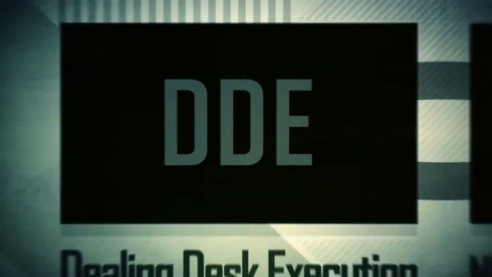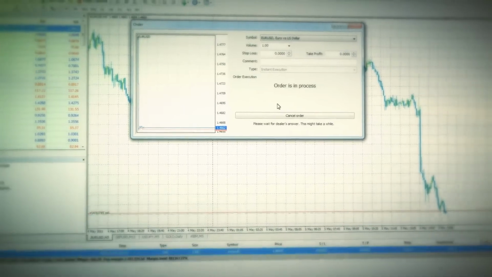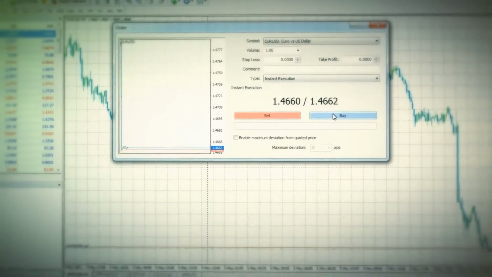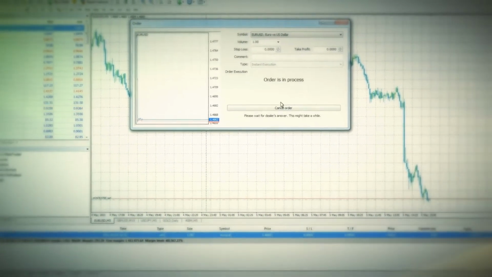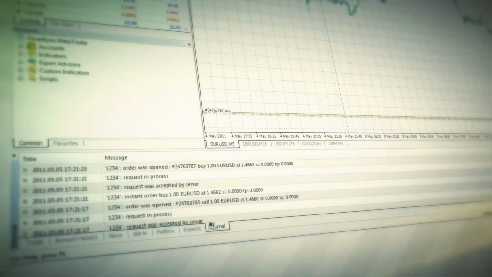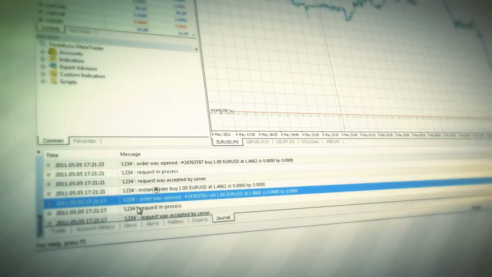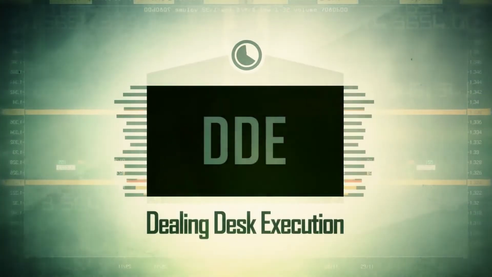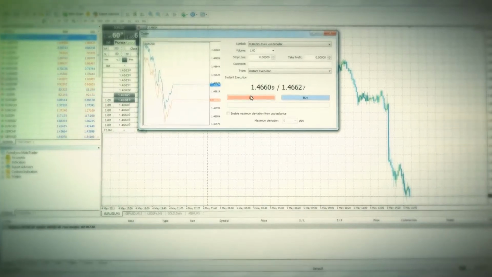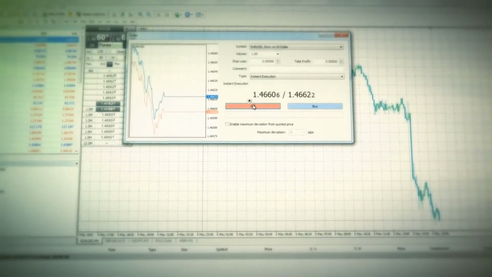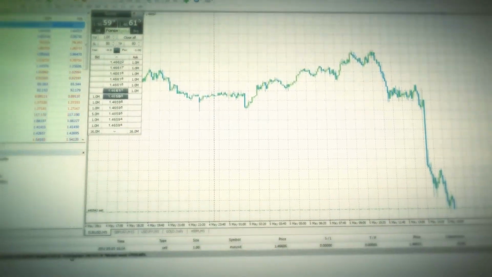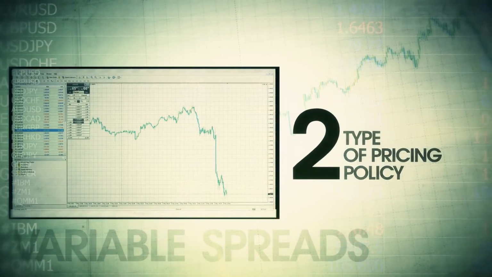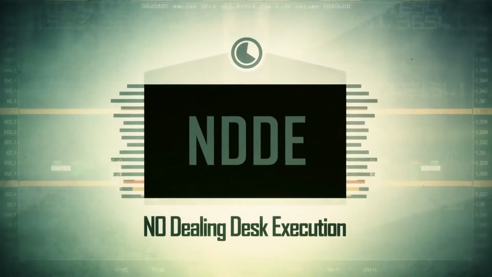NDDE. In case of DDE execution, the dealing desk may use the difference between the liquidity provider's quote and the instant execution order's price for the benefit margin of the broker, and only then execute the order. Therefore, there are delays due to situation analysis carried out by the dealers. The first type of pricing policy with fixed spreads is used for DDE execution. In the case of NDDE execution types, orders with instant execution are processed in less than a second, without any interference of dealers. Broker's commission is added. The second type of pricing policy with variable spreads is used for NDDE execution.